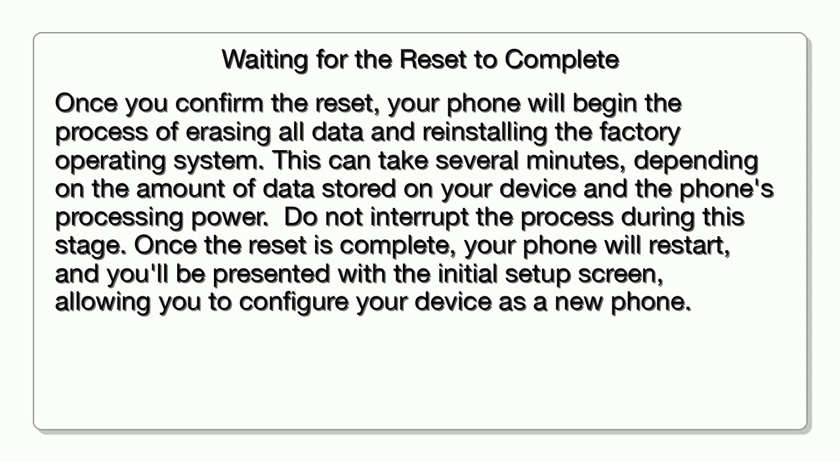Step: waiting for the reset to complete. Once you confirm the reset, your phone will begin the process of erasing all data and reinstalling the factory operating system. This can take several minutes depending on the amount of data stored on your device and the phone's processing power. Do not interrupt the process during this stage. Once the reset is complete, your phone will restart and you'll be presented with the initial setup screen, allowing you to configure your device as a new phone.